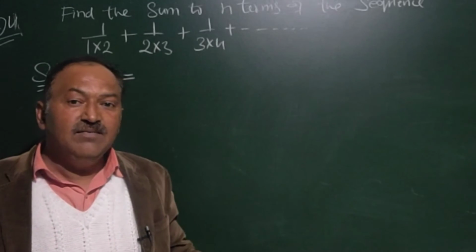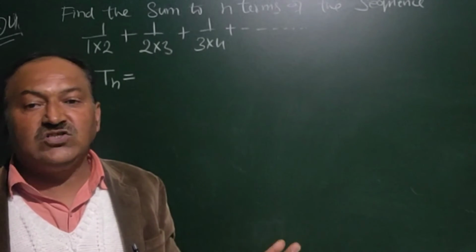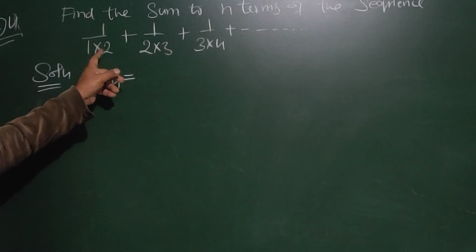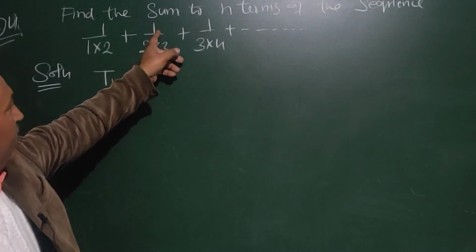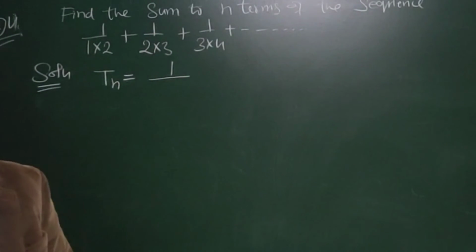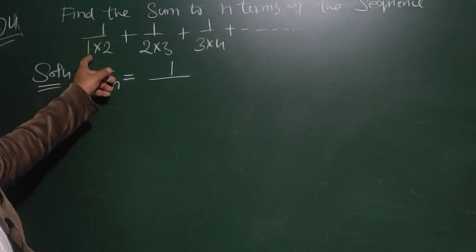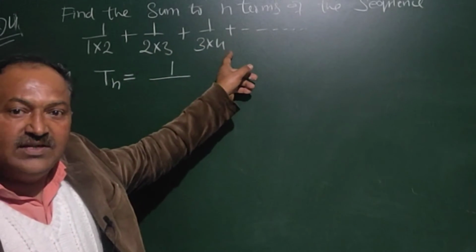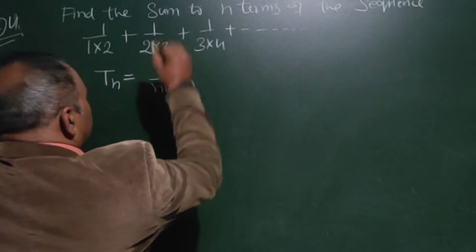In this question, we have to find the value of Tn first of all. First term is 1 upon 1 into 2. Second term is again numerator 1. Therefore, in the nth term there will be 1. And in the first term there is 1 into 2, second term 2 into 3, third term 3 into 4. Therefore, in the nth term n into n plus 1.